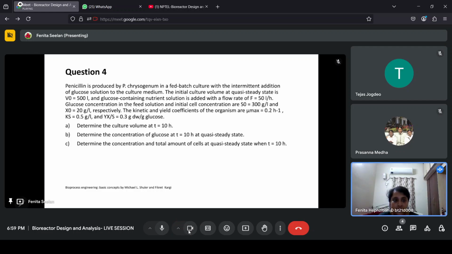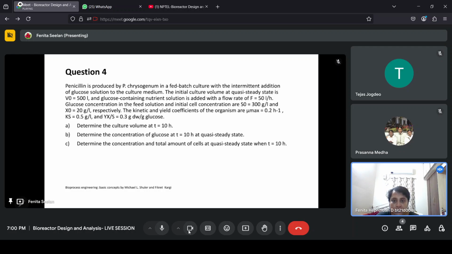So we have been solving similar problems. So this would be, I think, easy for you as we have just solved the previous problem. The penicillin is produced by penicillium chrysogenum in a fed batch culture with the intermittent addition of glucose solution to the culture medium. The initial culture volume at quasi-steady state is V naught, given as 500 liter, and the glucose containing nutrient solution is added with a flow rate F equal to 50 liter per hour.